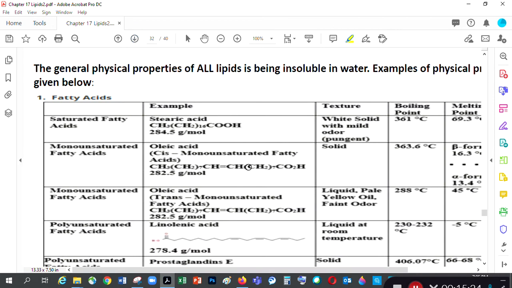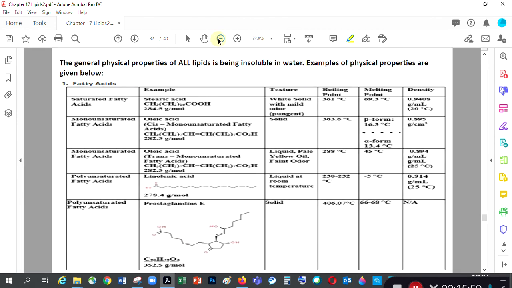Here are the general physical properties of lipids: they are insoluble. The most striking thing about lipids is that they are all insoluble in H2O, correct? And this is just fatty acid physical properties. The saturated fatty acids don't have any double bond, so we are expecting them to be solid, correct? And the monounsaturated can be solid or liquid.